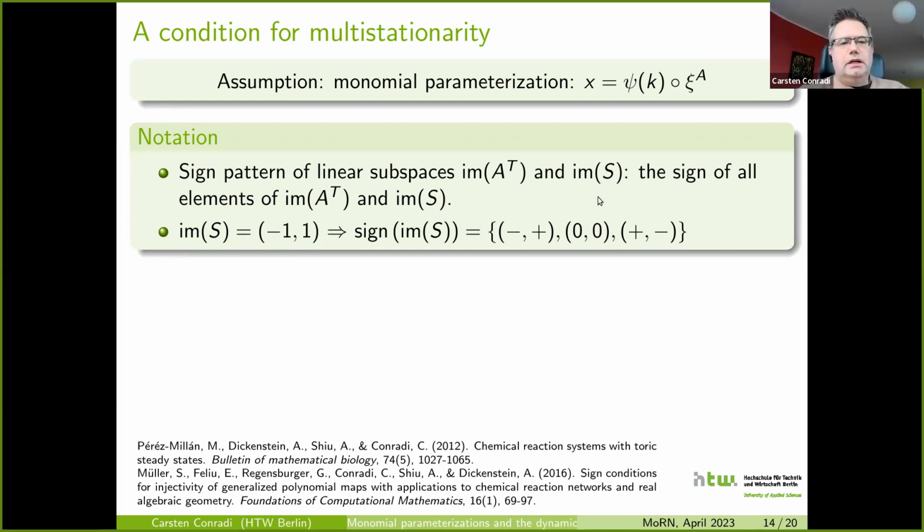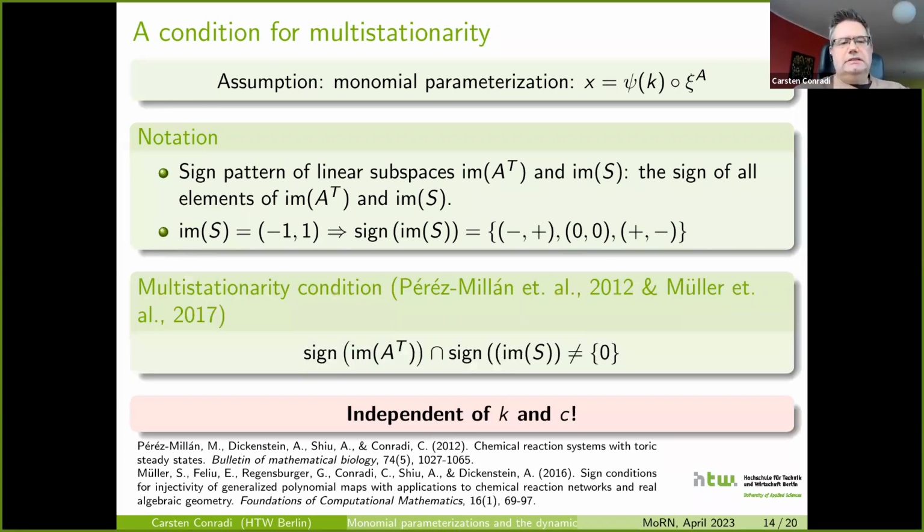And so there is a condition for multistationarity that involves these sign patterns that has been described in a couple of papers. One of the first references is my paper with Mercedes, Alicia, and Anne, and we then extended this in a later paper together with Stefan and Georg and Elisenda. And basically, the statement is, you take these two linear subspaces, the image of the transpose of A and the image of the stoichiometric matrix.